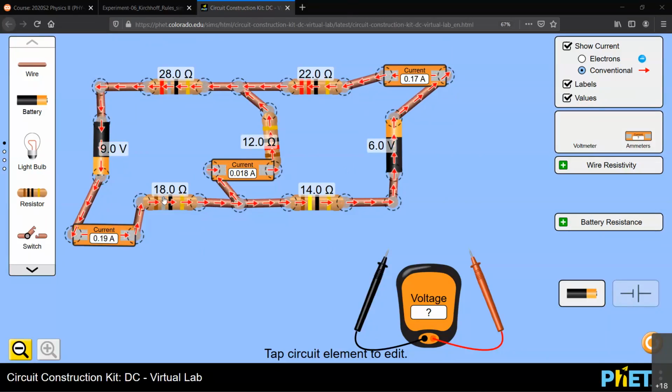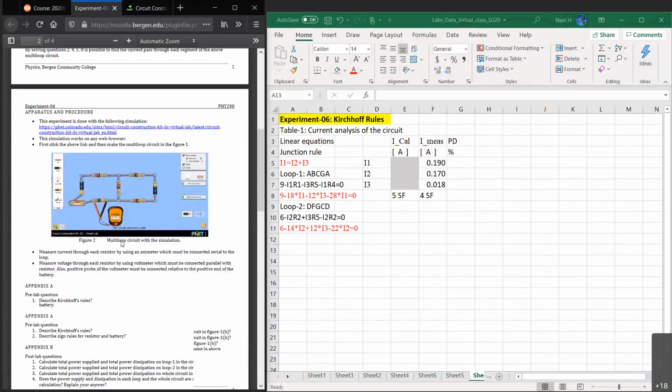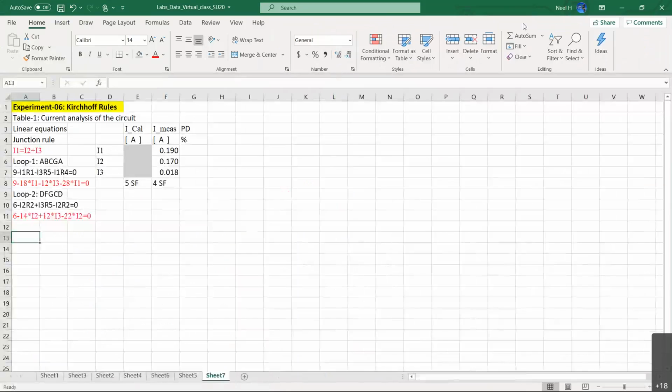All right, so technically after you measure the current, I don't need these ammeters any longer, but let them be like that. Then you can see those values too. Now let's go ahead and start our table number 2. Anybody have any questions at this point? Table number 2, we are going to verify the junction rule.